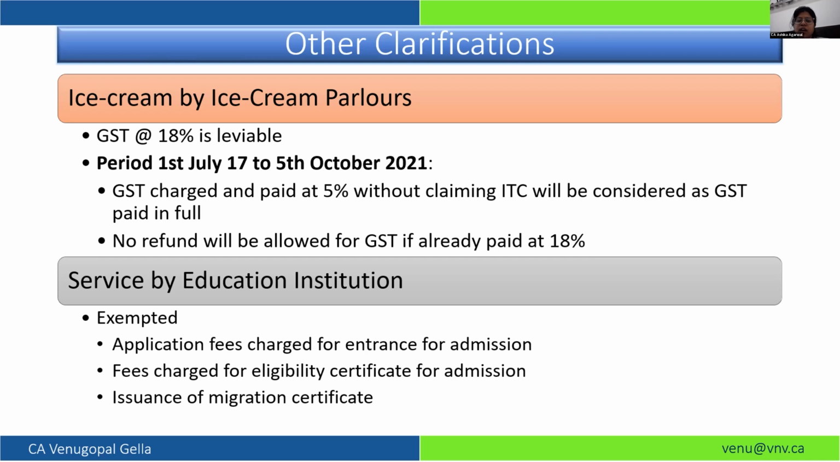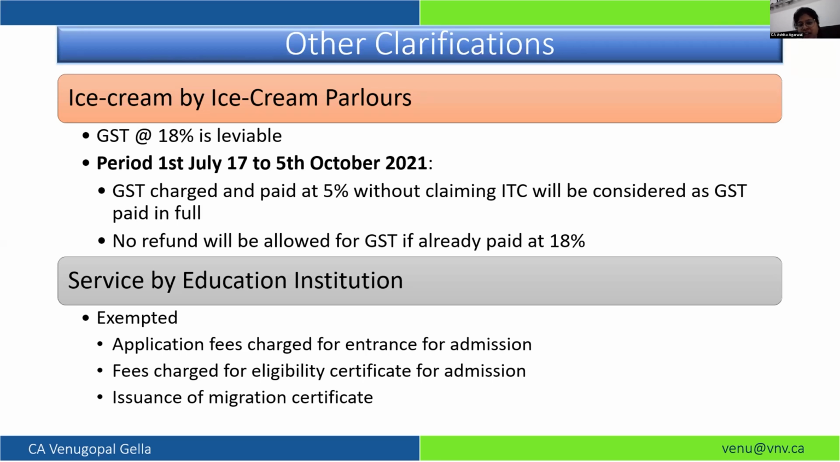So people were in doubt about what rate they should use, because ice cream is basically sold to the ultimate consumer, and from the consumer we can't now recover that differential tax rate. So now the government, and this is also a welcome move, said that for the period July 17 to 5th October, even if you have collected 5% and paid 5%, I will assume that you have made your full discharge of GST. There is no need to pay the differential GST rate of 13%.